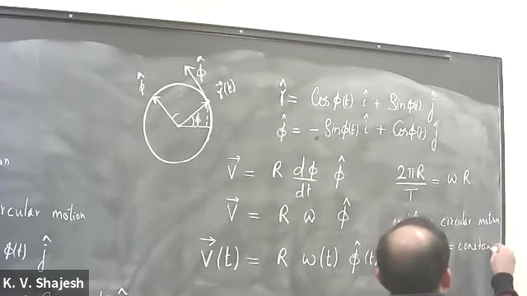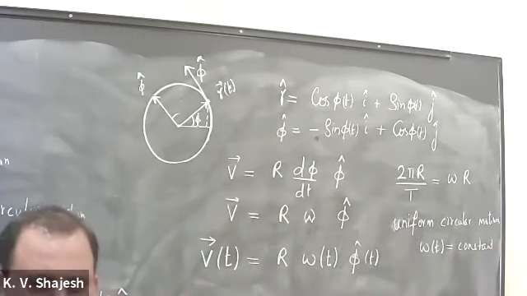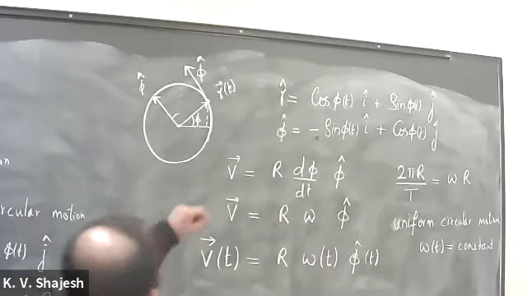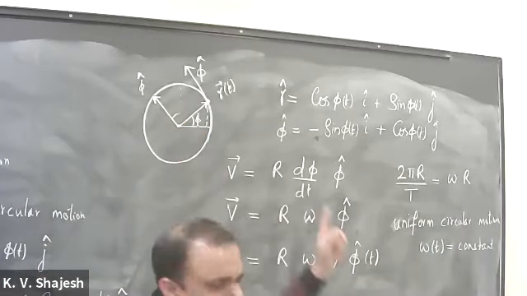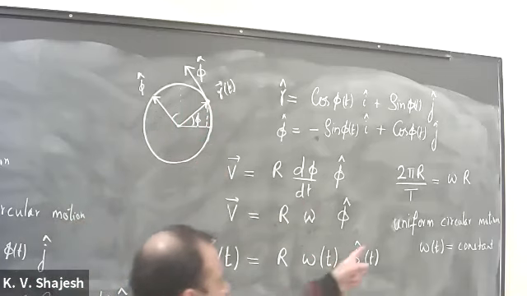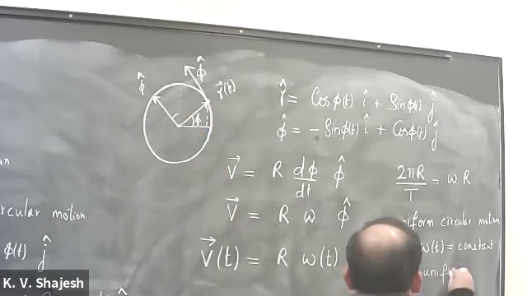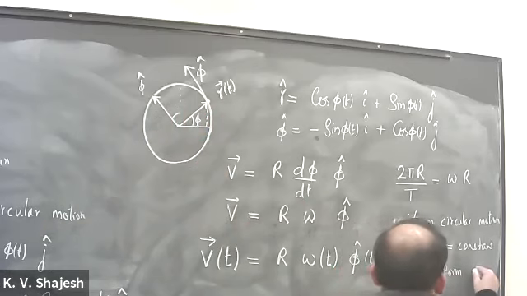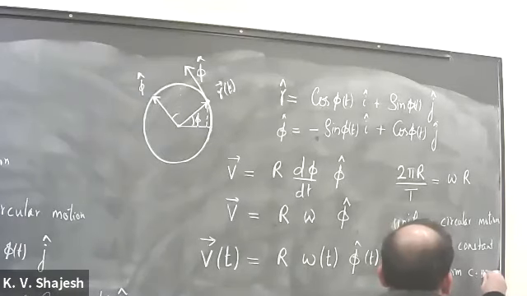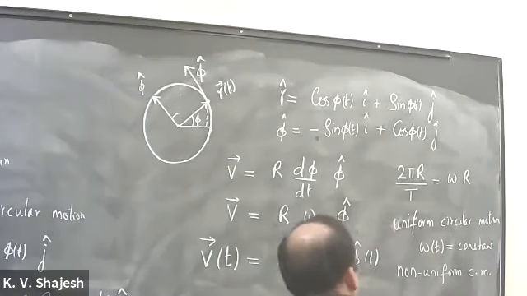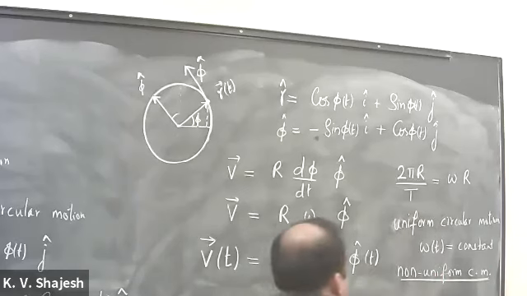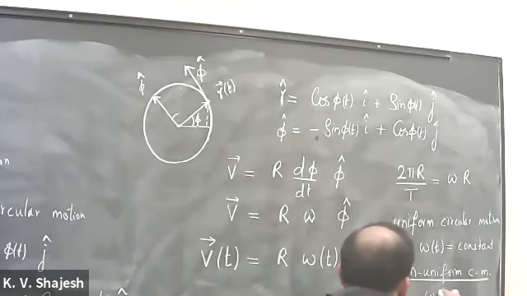Earlier we said the radius does not change with time. Now we are saying how much angle it covers in time t does not change with time. That's uniform circular motion. What is non-uniform circular motion? In that context, let's say the circular motion is the same as the top. That means omega of t is not equal to a constant.